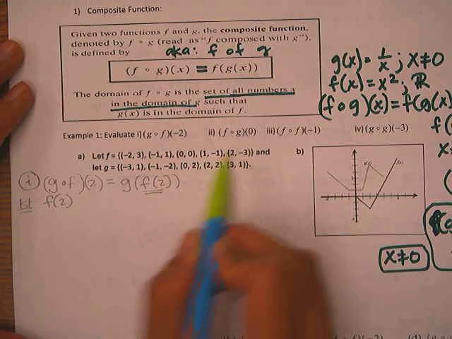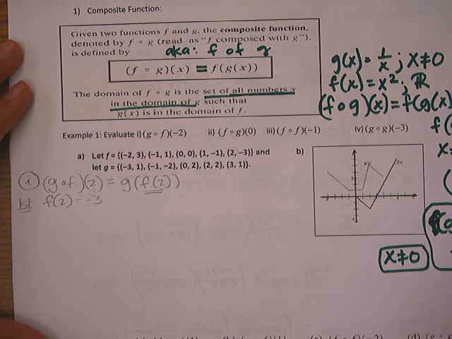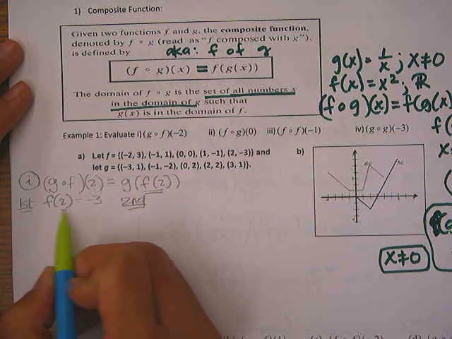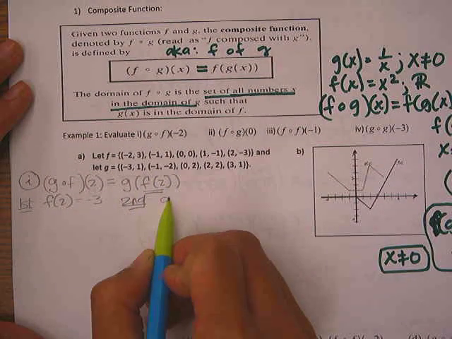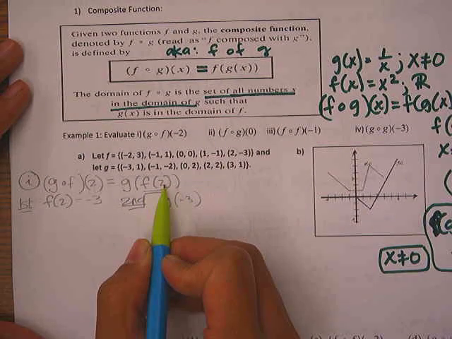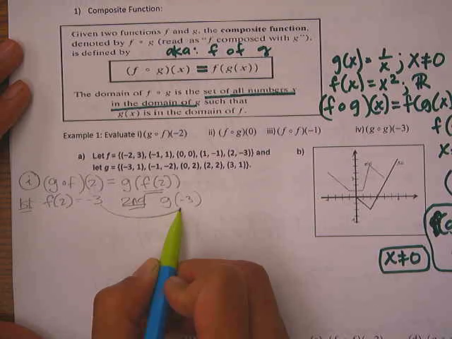When the input is 2, the output is negative 3. Then the second piece is that f of 2 is negative 3. You're now going to do g of negative 3. So the output of this is now the input of this. See this right here? This output is now in here.